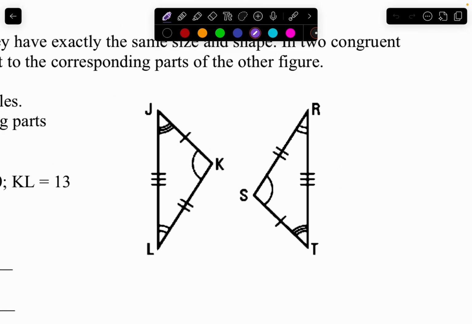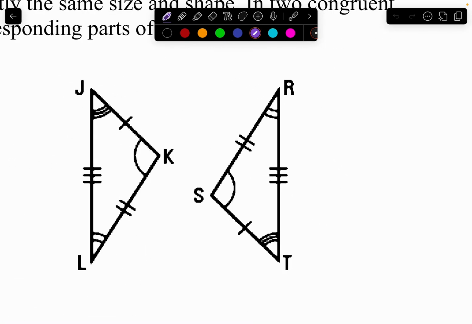So if you look at these two triangles here, notice that between the two triangles, we have angles that are marked congruent, and then we have sides that are marked congruent. All three angles within the left triangle are going to be congruent to the three angles within the right triangle, and hopefully you can see what matches with what. For example, angle K corresponds to angle S. Angle J corresponds to angle T. They both have the three little arcs in there. And then angle L corresponds with angle R. They have the double arcs.